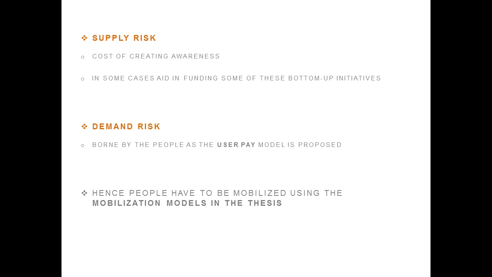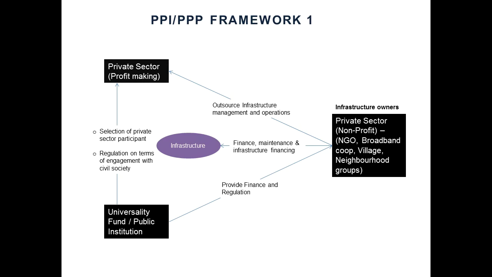When I looked at the commercial risk, I discovered that the universality funds will bear supply risk. Where they will bear a greater risk is in creating awareness, using the models that I discovered from grounded theory to get the people and the vital resources to lead towards implementation. That will bring in administrative costs along the way, so they are going to spend a lot of money there as well. And of course, in some cases they'll have to contribute money into this PPI initiative. For the demand risk that is borne by the people, they develop their business model and they develop how they have to pay for that.